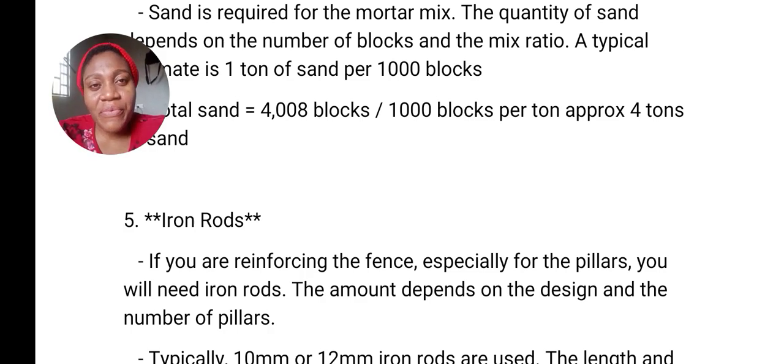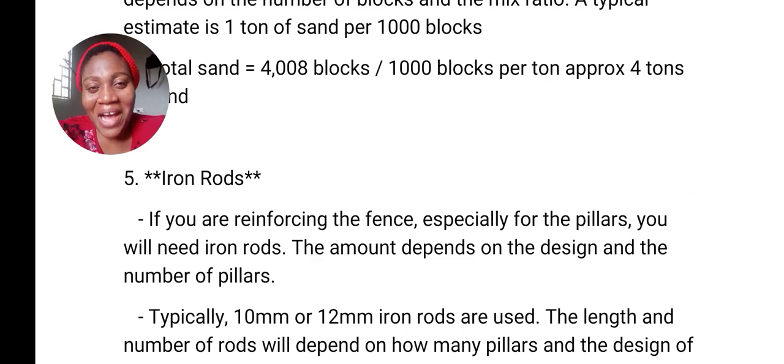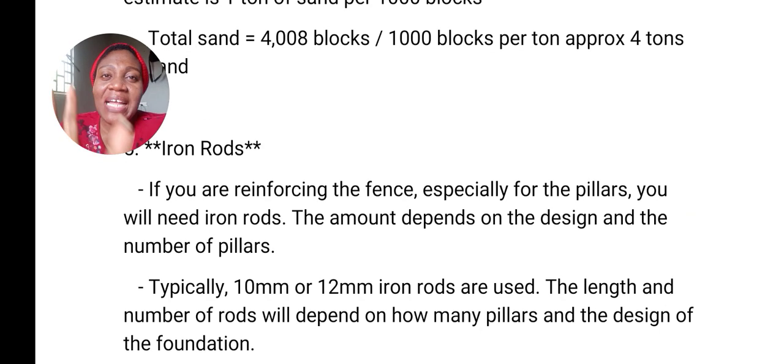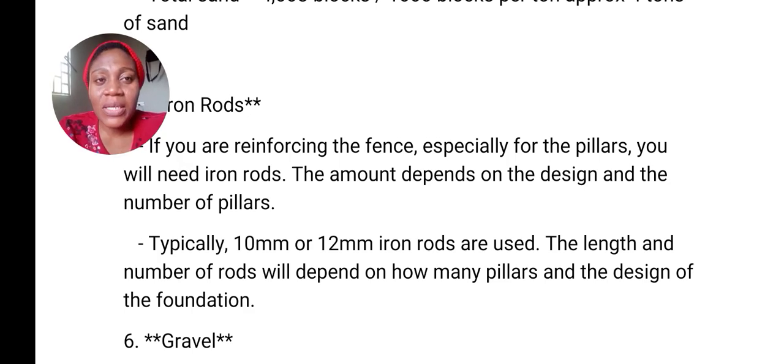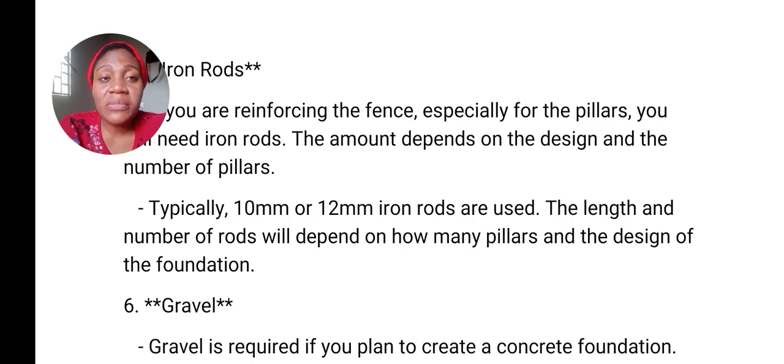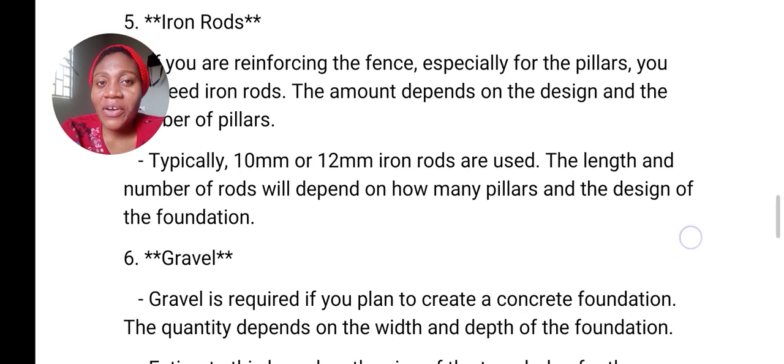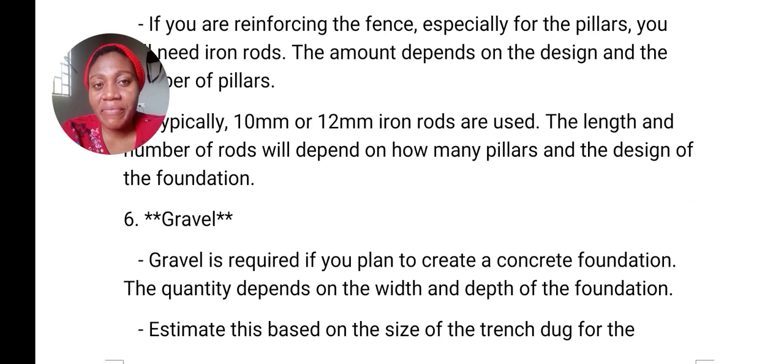And I didn't calculate iron rod here because I don't know how many to calculate. So I just had to put it down so that you will know that there is necessity for it. You will be needing iron rod for sure. So that depends on you. Some people, just as I've said initially, might still need iron rod if they want to cast, even regardless of whether their soil is swampy or not. So you will need it. And typically, what is used is 10 mm or 12 mm for this. All right. So the length and the number of rods will depend on how many pillars and the design of the foundation. The next thing is gravel.